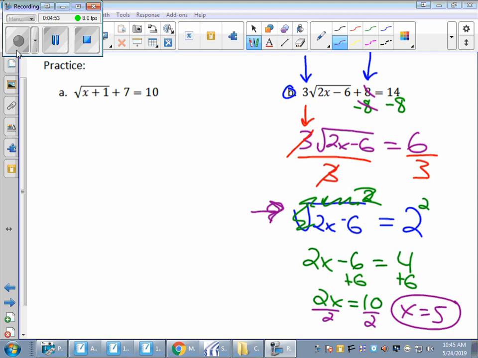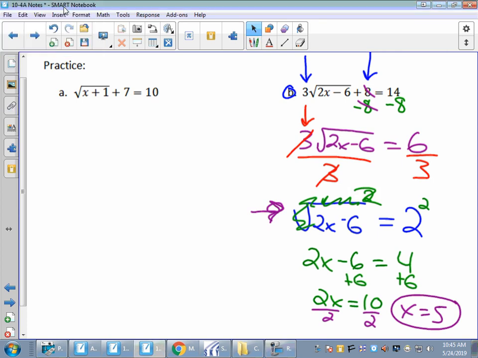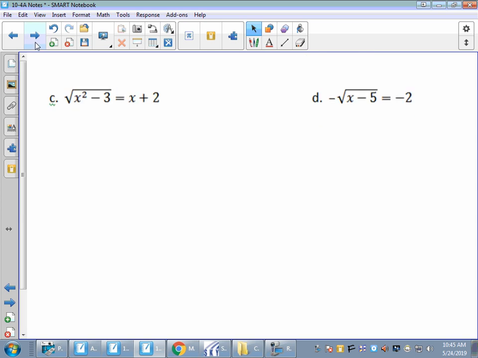So it might be harder than that. It might take more than one step. You might have to use the quadratic formula or the factoring if that's the case. Okay, so let's do another example and see what happens here.